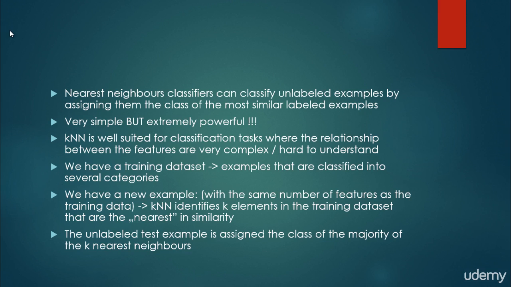So we have a training data set, the examples that are classified into several categories, and we have, for example, a new example with the same number of features as the training data, and the KNN identifies k elements in the training dataset that are the nearest in similarity, and the unlabeled test example is assigned the class of the majority of the k nearest neighbors.